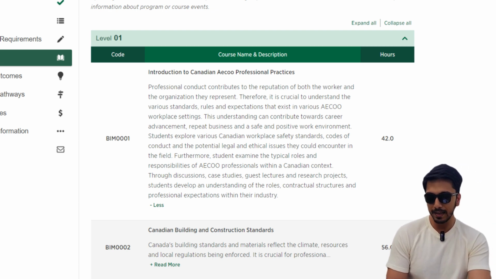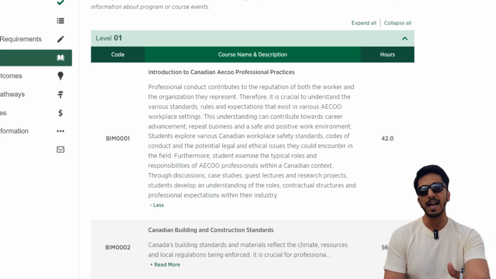Next is Canadian building and construction standards. This is very important. They will be teaching you about the local codes and the rules and regulations that go into the construction industry over here in Canada.